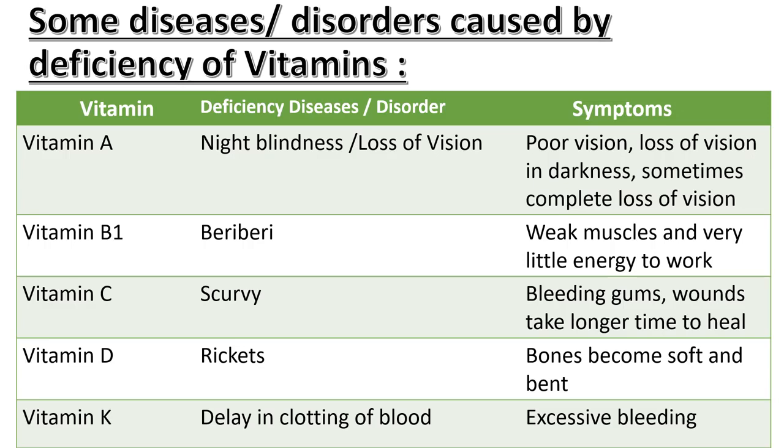Lacking of vitamin D in diet may cause rickets. In rickets, bones become soft and bent. Lack of vitamin K in food may result in delay in clotting of blood, and the symptoms include excessive bleeding.